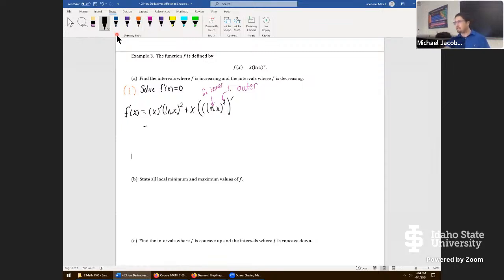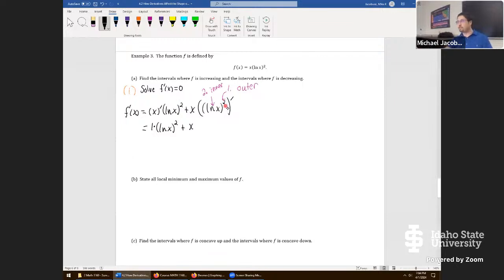So on our next line, we've got a 1 right here. So I'll put in a 1 just to show we did it. There's 1 times natural log x squared, then x. And over here, we start to use the chain rule.